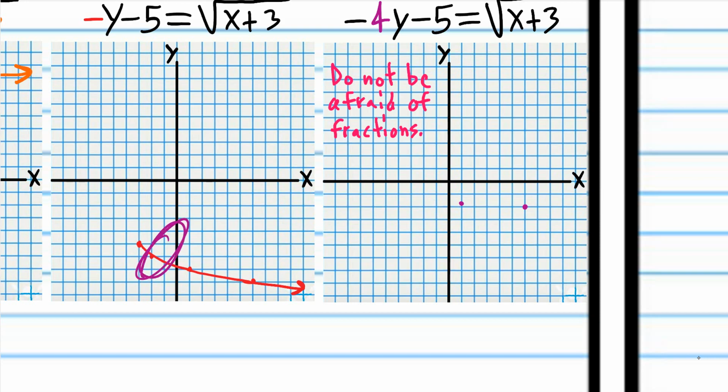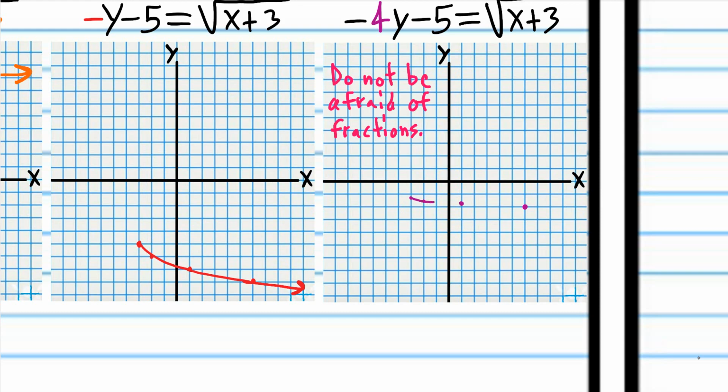The y value of this point is negative 6. So divide by 4, we get negative 1.5. So that point went there. The y value of this point is negative 5. So divide by 4, we get negative 1 1/4. So that point went there.